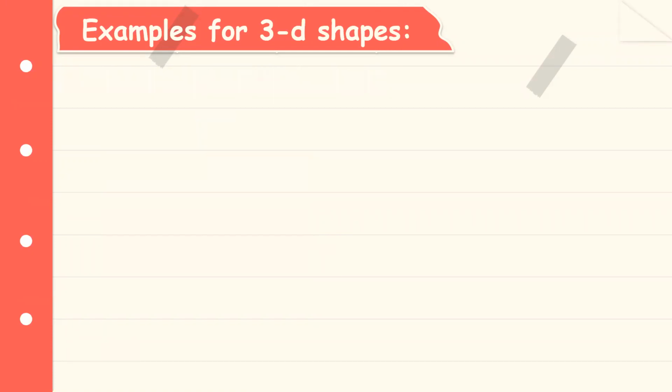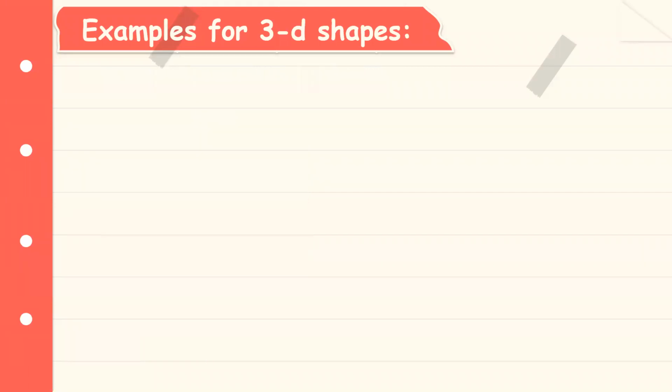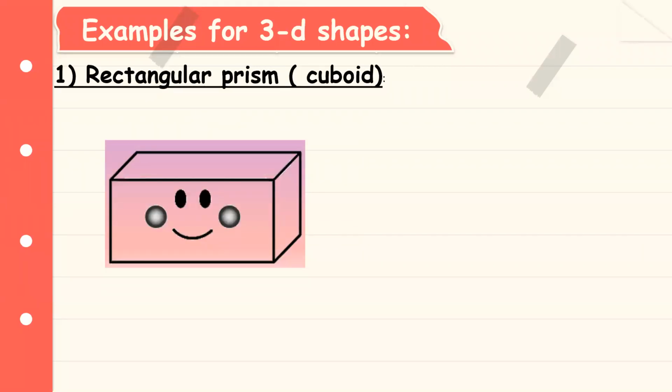Okay, how many faces do we have in the rectangular prism? Do you remember what the face is? It's a flat surface. So we will count how many faces we have around the rectangular prism. 6 faces.